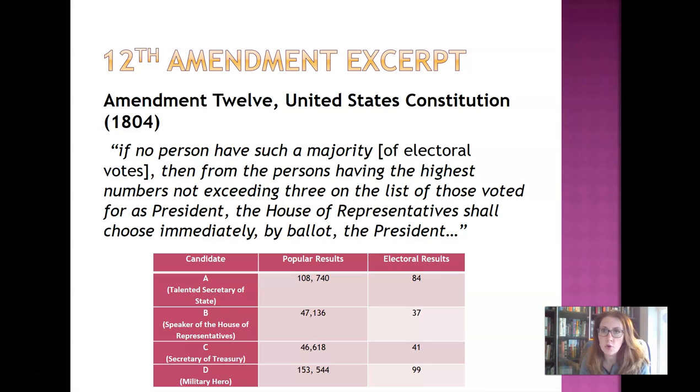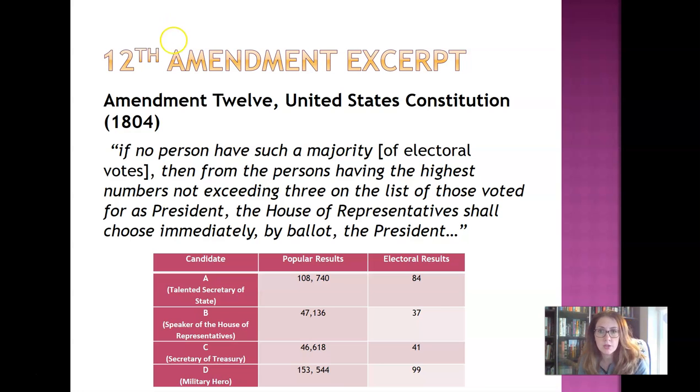It says, if no person have such a majority of electoral votes, then from the persons having the highest numbers, not exceeding 3 on the list, of those voted for as president, the House of Representatives shall choose immediately by ballot the president. Which means we've got 4 people here running for president. We're going to take the top 3, and the House of Representatives are going to choose between those top 3 people.